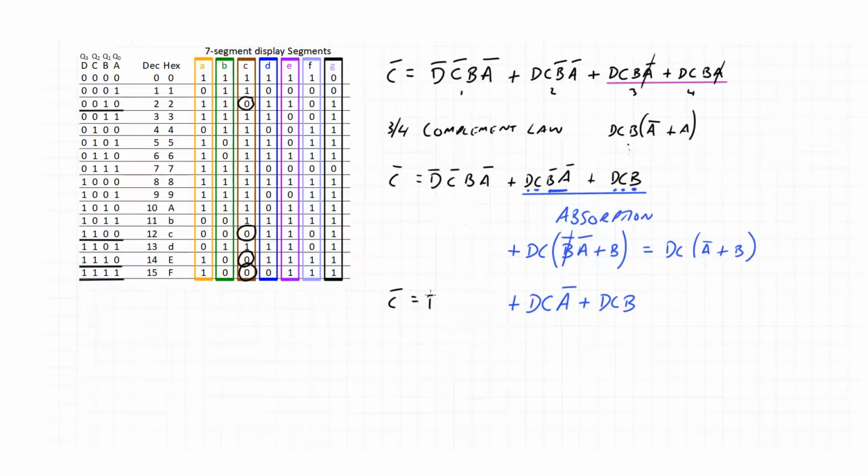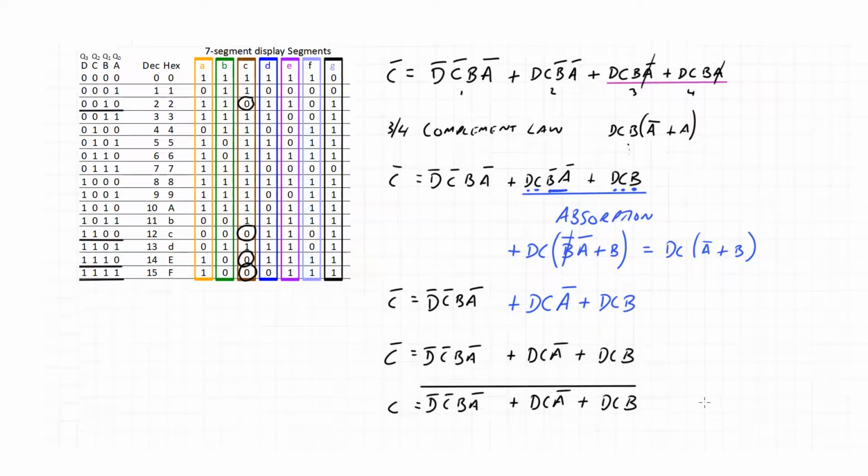So C is equal to not D, not C, B not A, or those other 2 terms. And there's no further simplification that we can do. So that is the output for not C. Put it through a NOR gate and it gives us the output for segment C. Because if you have ORed terms and then they are negated or complemented, that's going to give us a NOR gate to give us the output for C.